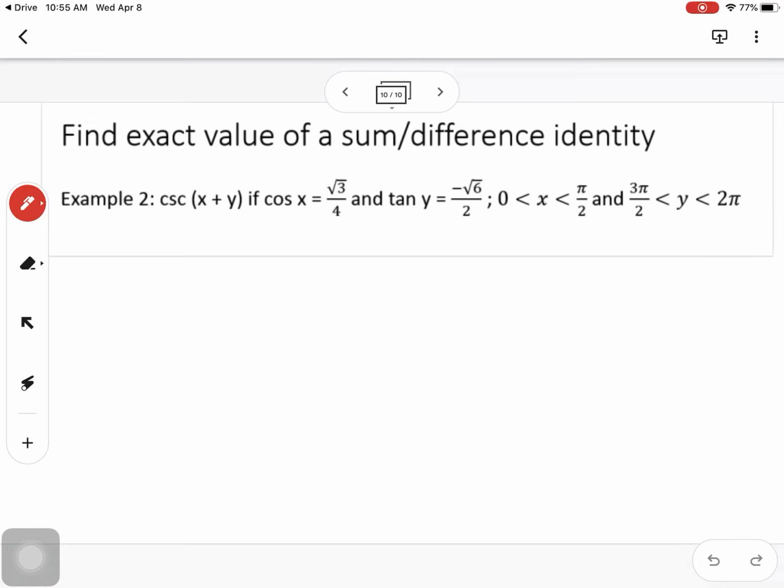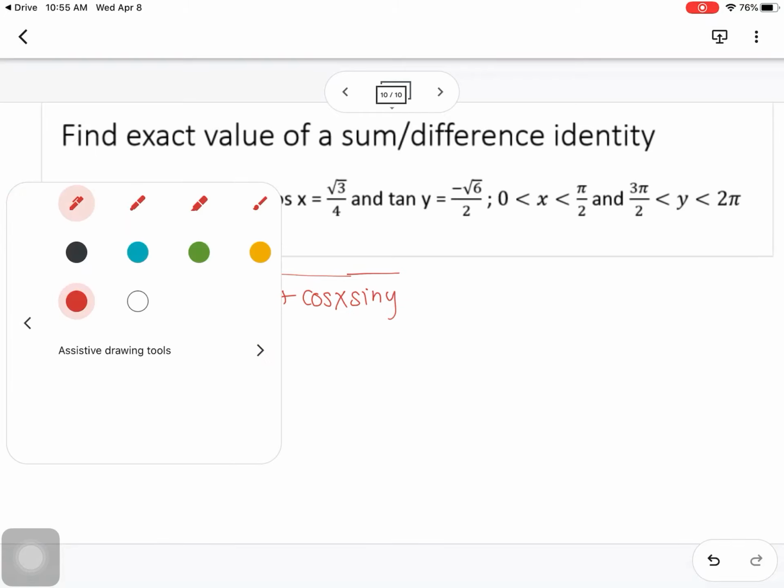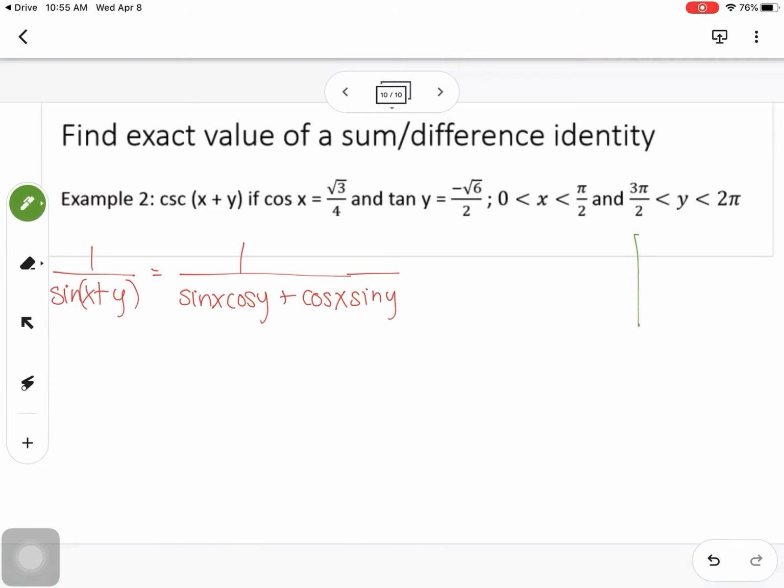So first off, for cosecant, that is the same as 1 over sine of x plus y. If I fill in my sine identity, it's sine of x cosine of y plus cosine of x sine of y. And now I'm going to need to be able to plug these in because the only thing I'm given directly is this cosine of x, and I need to find the other ones, but we can use our triangles to be able to do that.